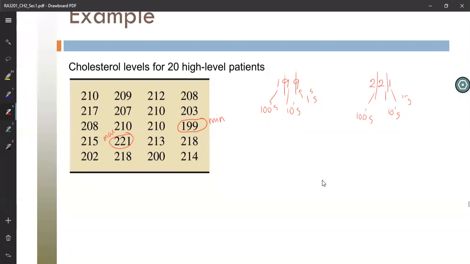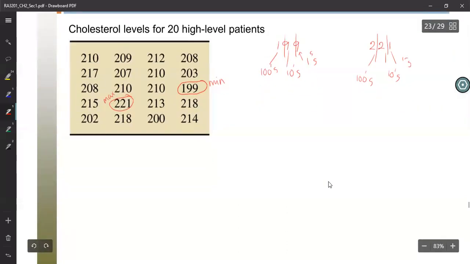But if you use both hundreds and tens in your stem, you'll end up with 19, 20, 21, and 22, 4 values, right? So that will be more meaningful. Therefore, when you prepare the stem and leaf diagram for this one, you can use both the hundreds and the tens digit for your stem. Okay, so let's do that. Here's the stem. Here are my leaves. 19, 20, 21, 22.